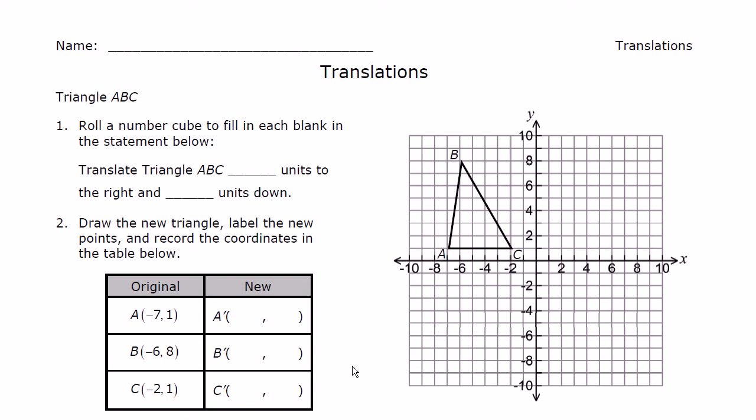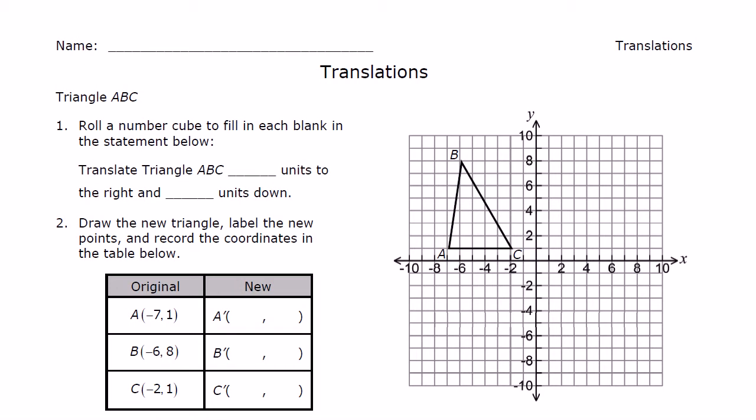Okay, in this video we're going to be doing an activity, and this activity has to do with translations. Remember, translations all mean that you're sliding a figure left and right or up and down. For this activity you have to roll a number cube to fill in each blank in the statement below. So we're going to translate triangle ABC blank units to the right and blank units down. We're going to fill in these two blanks by rolling a number cube, in other words, a dice.